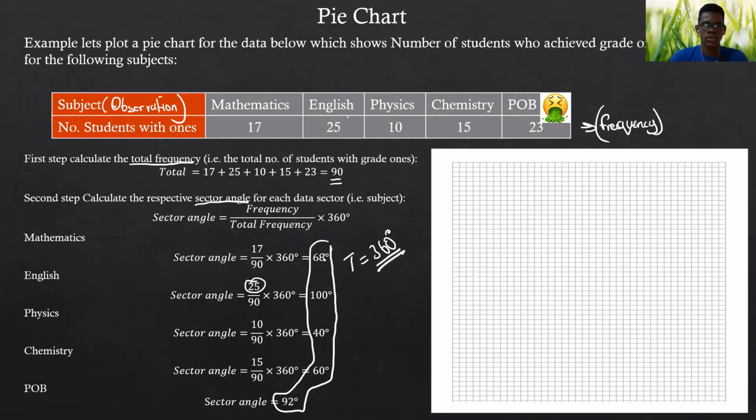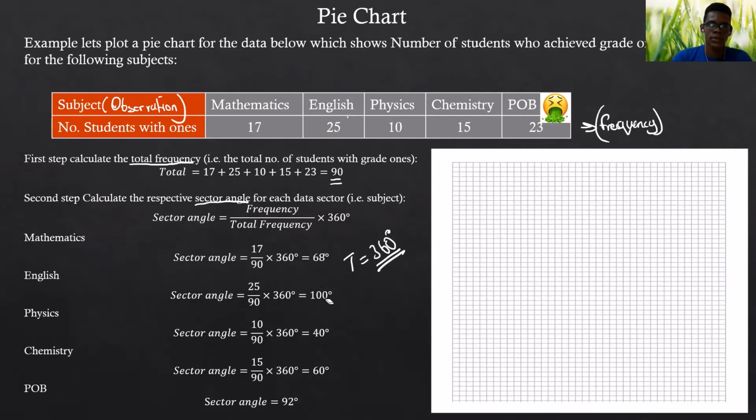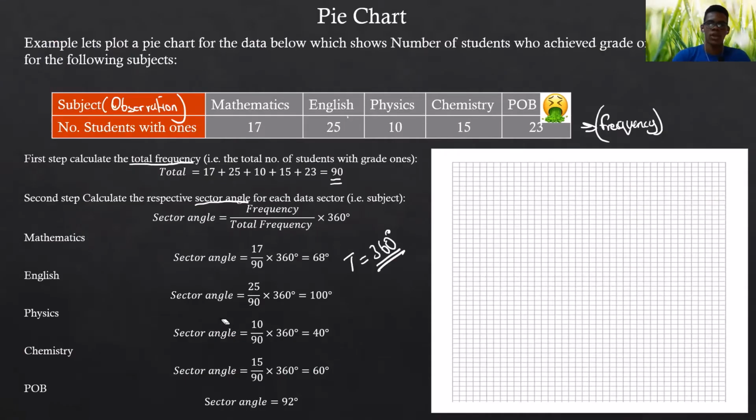We have the sector angle for each of our observations. We can go ahead and plot our pie chart. Now the pie chart is a circle, so you need to go ahead and take your compass. You all know what a compass is, and draw a circle, right?